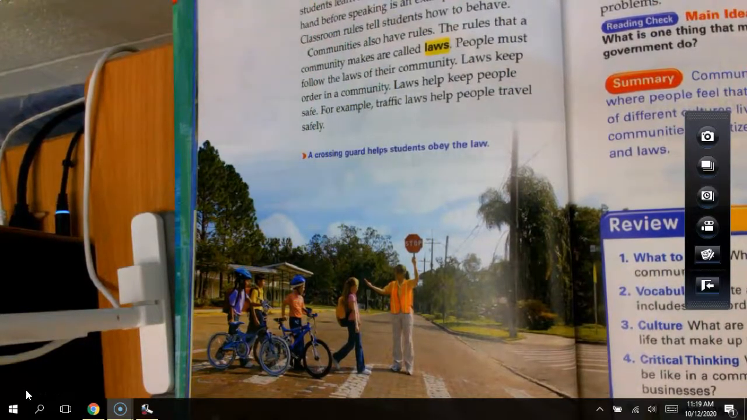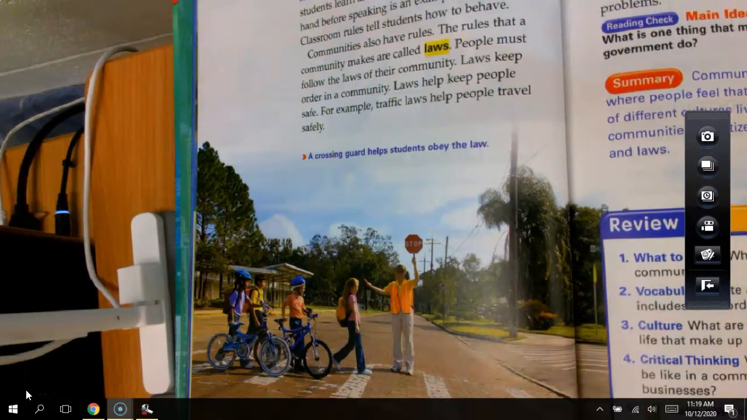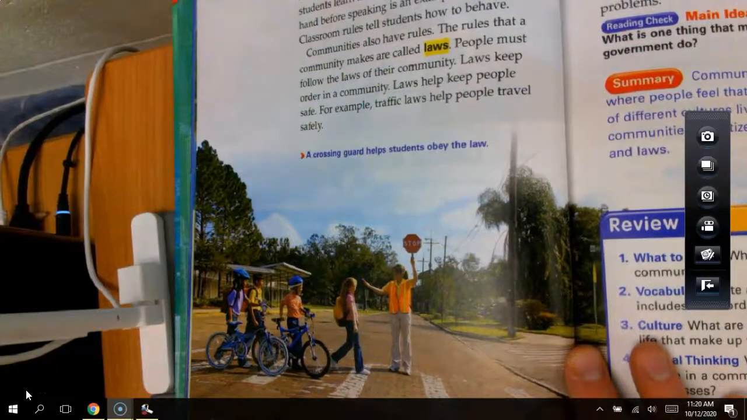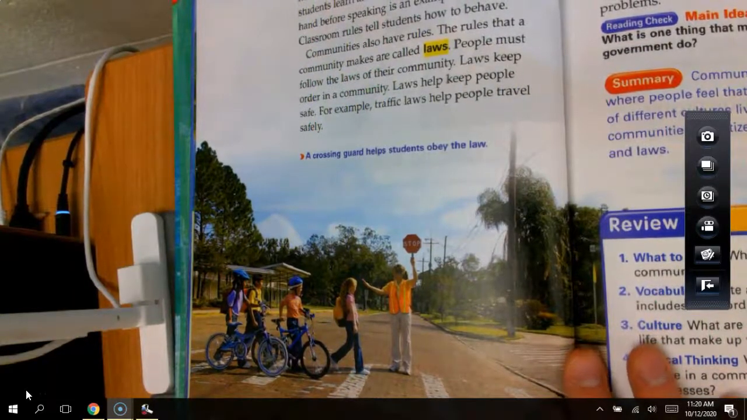What are some other laws that your community may have? Maybe they have following the speed limit. I'm sure that's a law in every community. Or wearing a seatbelt when you're driving in a car. Is that a law? Or maybe having a helmet on when you ride your bike. Every community has their own set of rules. And remember, their rules are called laws.